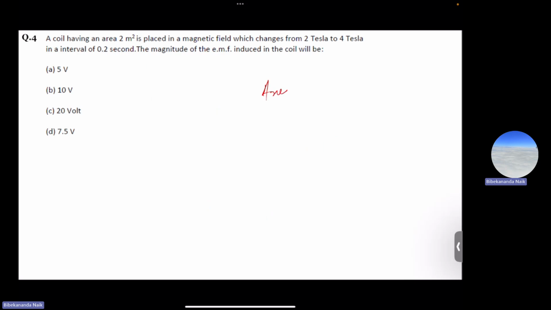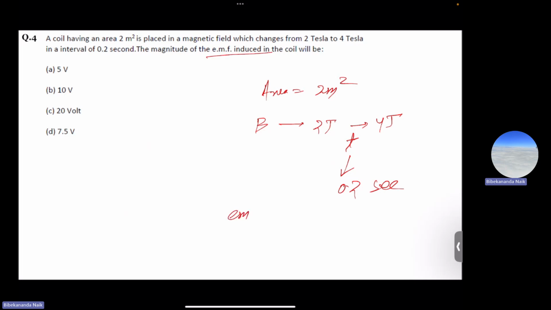The area is given as 2 meter square, and here the magnetic field changes from 2 Tesla to 4 Tesla in an interval of 0.2 seconds. So the magnetic field is changing from 2 Tesla to 4 Tesla, and the time interval is 0.2 seconds. From this we need to find the rate of change of the magnetic flux, and then we need to find the EMF induced.